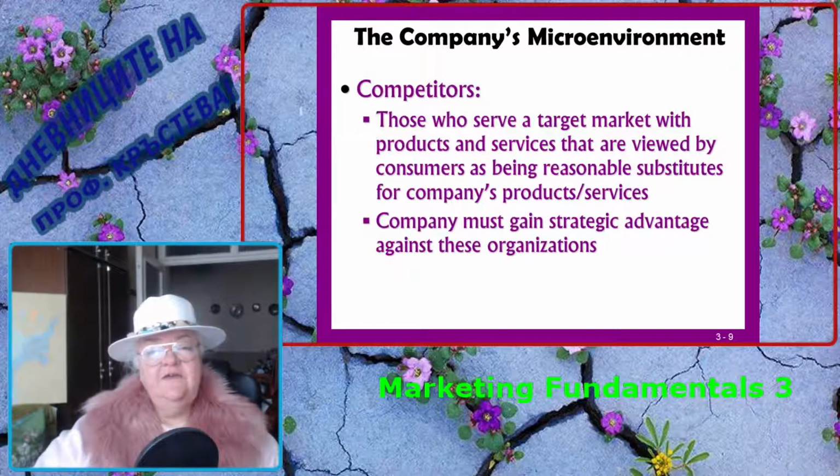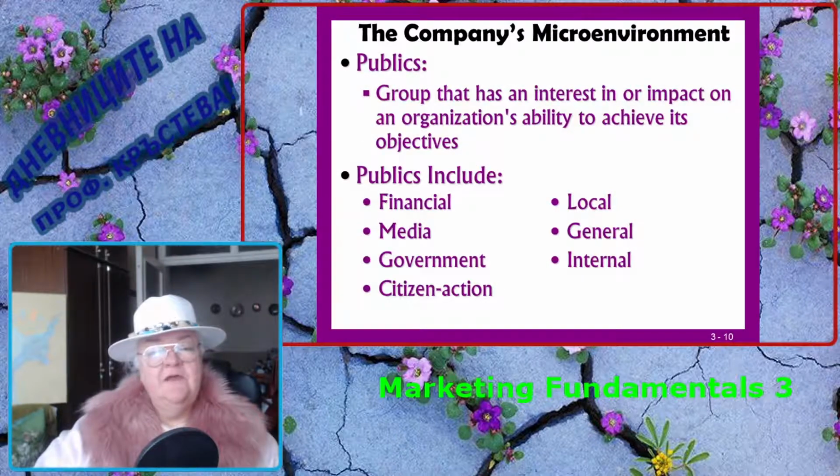Competitors. These are those who serve a target market with products and services that are viewed by consumers as being a reasonable substitute for the company's products and services. The company must gain strategic advantage against these organizations. The publics. These are groups that have an interest in or impact on an organization's ability to achieve its objectives. Publics include financial, media, government, citizen action, local, general, and internal.